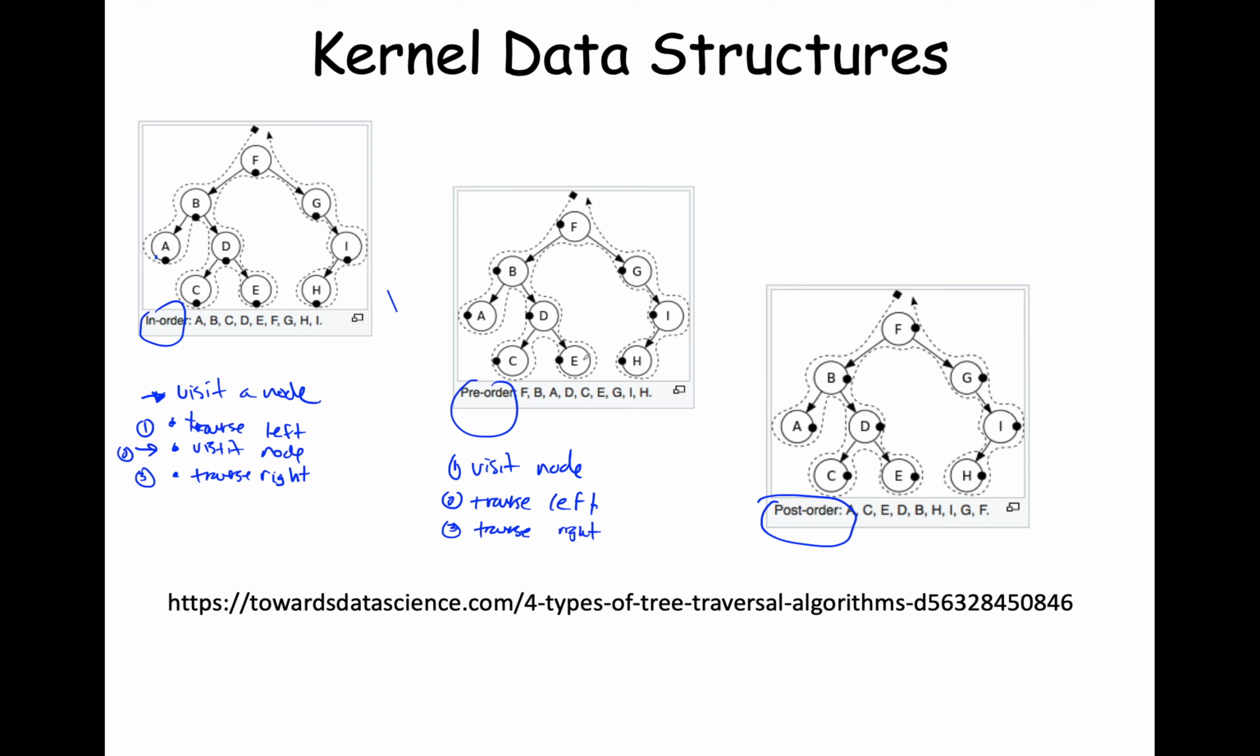Okay, so visit a node, meaning to examine the data. Here we're at root node F. The first thing we're going to do is visit the node. Then we're going to traverse the left child, then traverse the right child. So we traverse the left child, and then we come to another node.